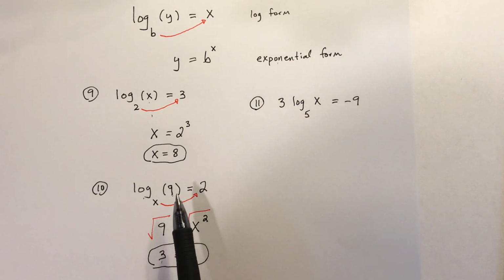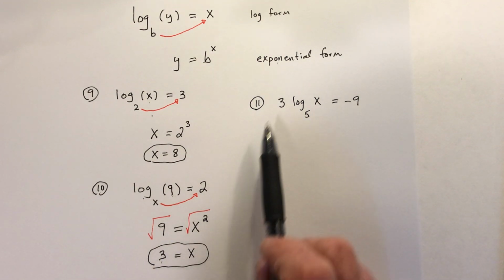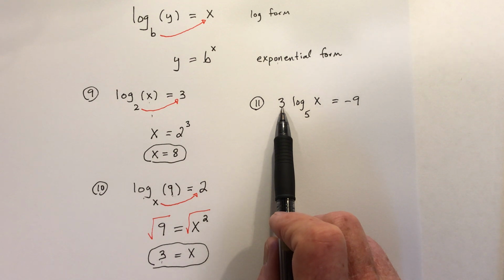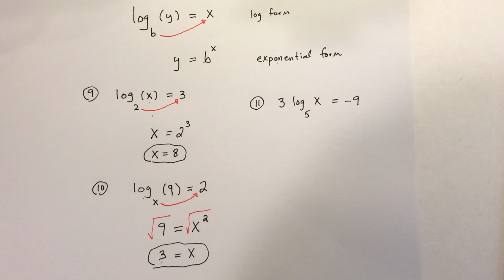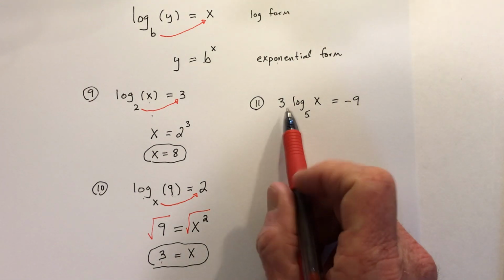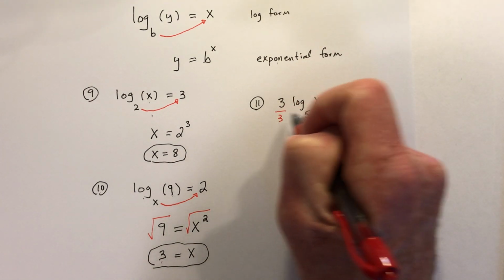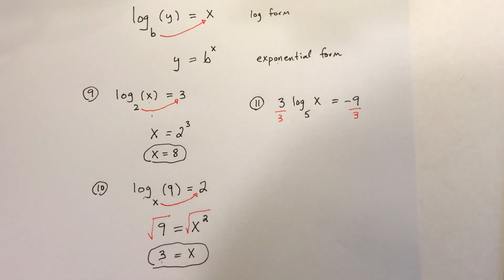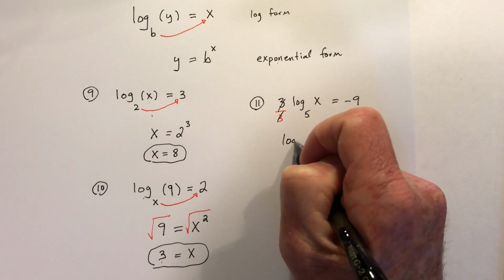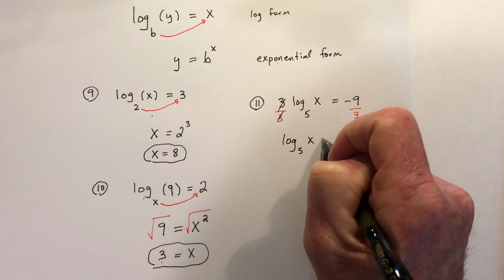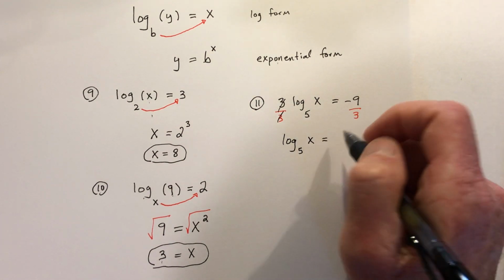So with all of these other ones, I did the red arrow first, but with this one, I first need to get rid of this 3. So if there's anything in front of the logarithm, you need to get rid of that. Since right now it means multiply, then divide both sides by 3. So we're going to have log base 5 of x equals, and over here is a -3.